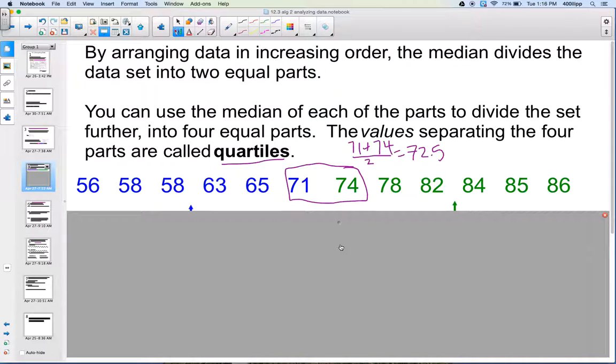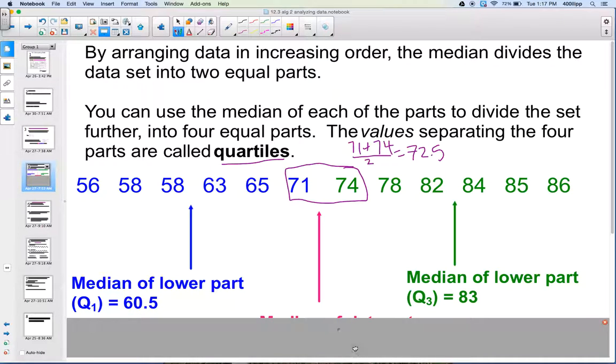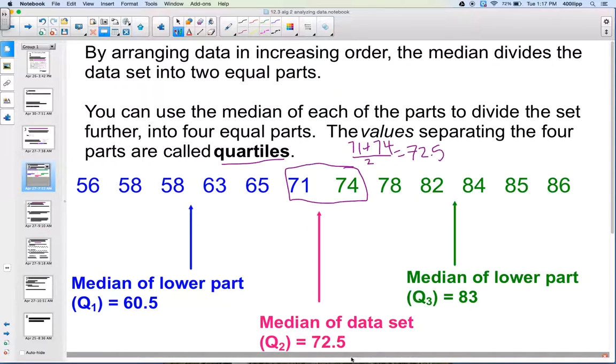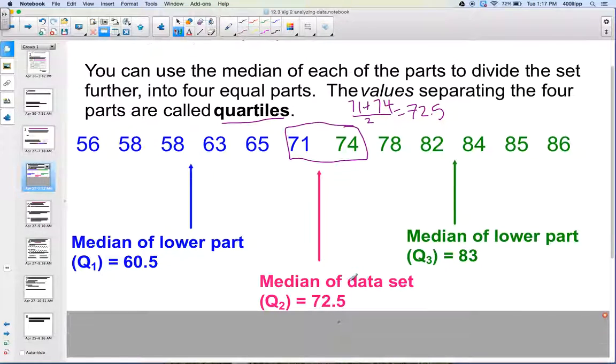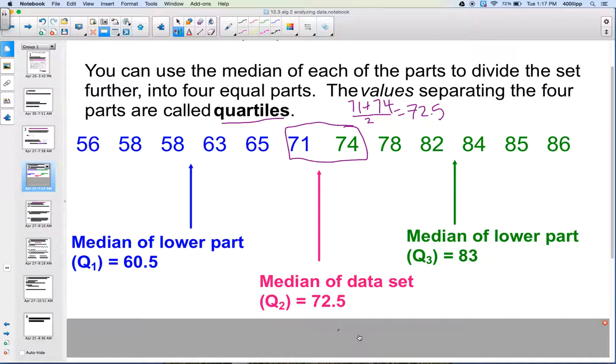And the median here is actually going to be given the name of quartile 2. So quartile 2 is the median of the entire data set. So quartile 2 is 72.5. We found that because that was the median of the entire data set. Now we're going to break it up. Sorry, this should be written as the upper part. That was a typo there.